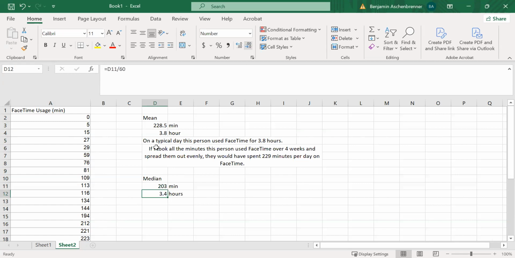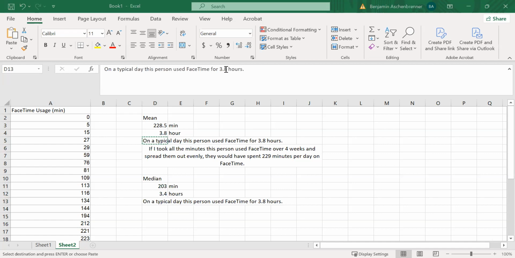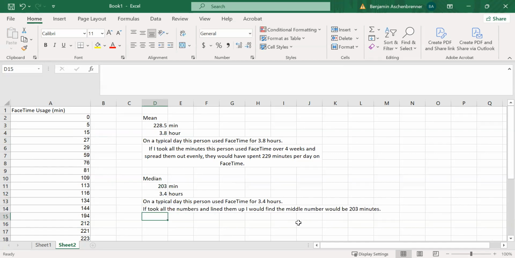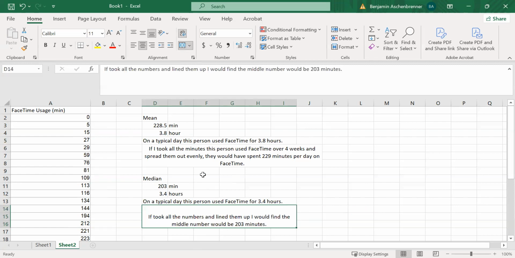So I would say, again, I could use this typical day sentence because that is the significance. On a typical day, this person used FaceTime for 3.4 hours. Shoot. Let's try to get it here and use my previous sentence. But if I wanted to say it more accurately, I could say, if I took all the numbers and lined them up, I would find the middle number would be 203 minutes. So that is literally what's happening with the median. I was trying to describe more specifically what I'm finding there.